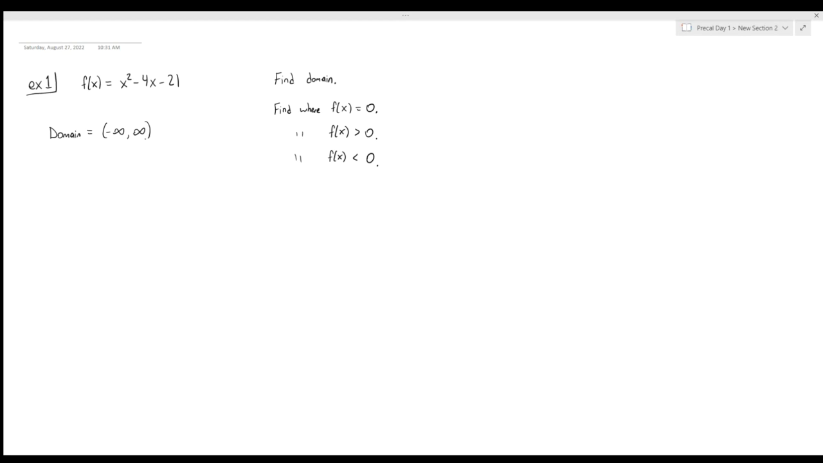So oftentimes when they ask for the domain of a function, they'll want your answer in interval notation. So all real numbers as an interval, you would just say it's an open interval from minus infinity to infinity, okay?